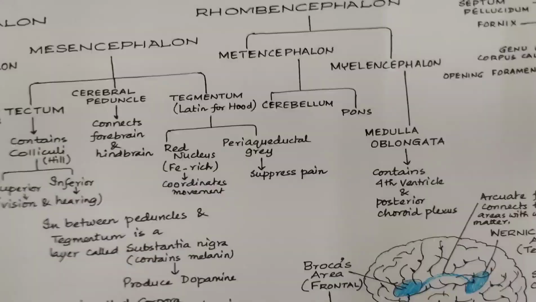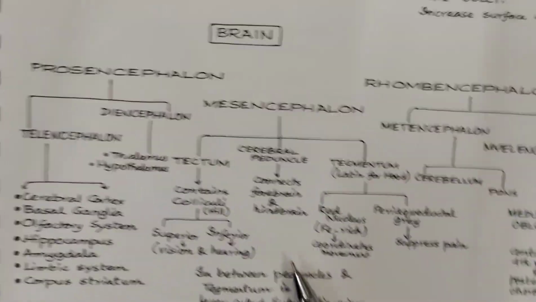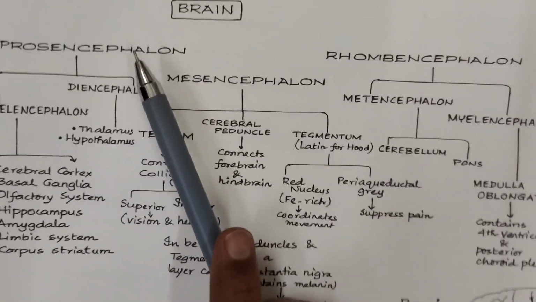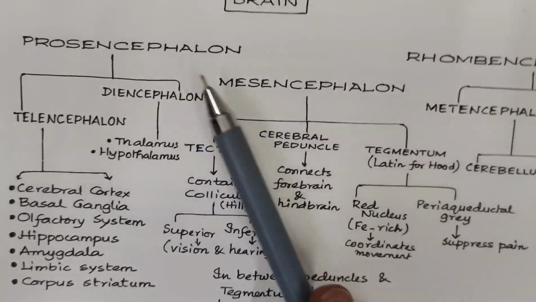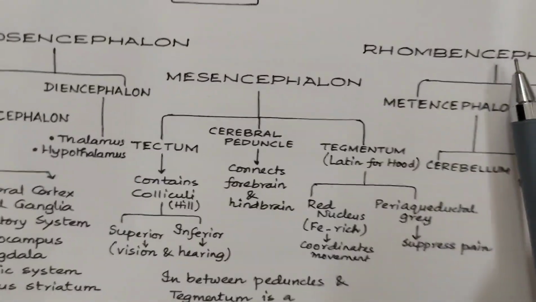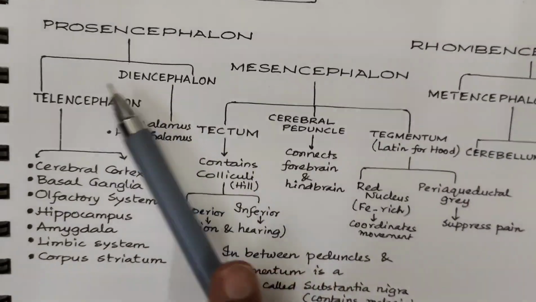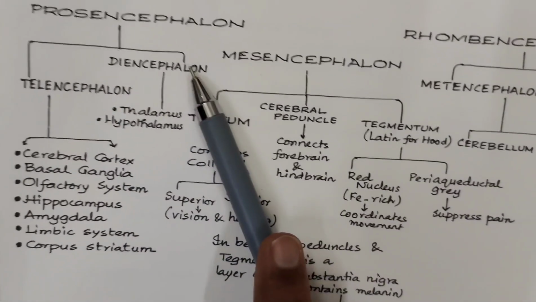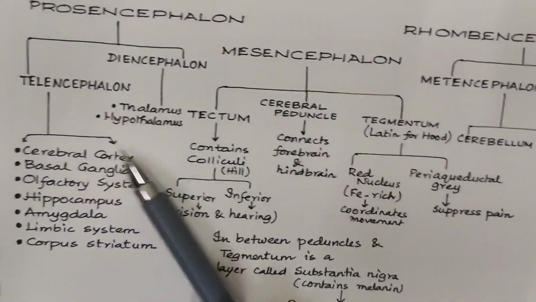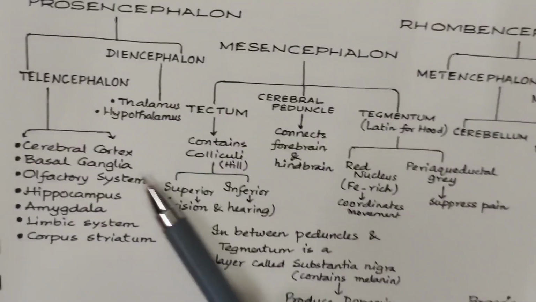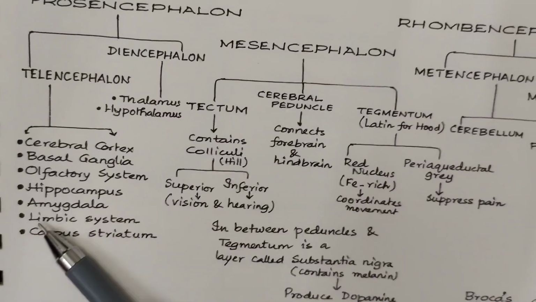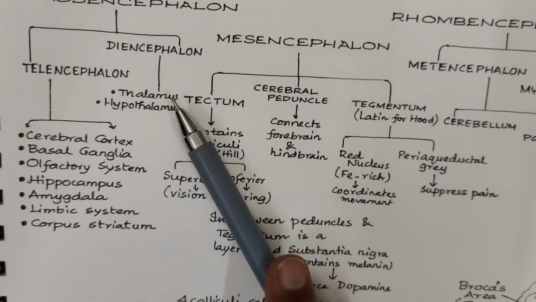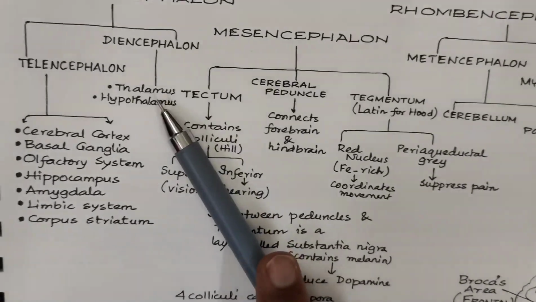Now coming to the divisions of the brain. The brain is divided into forebrain, midbrain and hindbrain. Forebrain is prosencephalon, midbrain is mesencephalon, hindbrain is rhombencephalon. The prosencephalon is further divided into telencephalon and diencephalon. The telencephalon contains cerebral cortex, basal ganglia, olfactory system, hippocampus, amygdala, limbic system, corpus striatum. The diencephalon contains the thalamus, hypothalamus, epithalamus, etc.